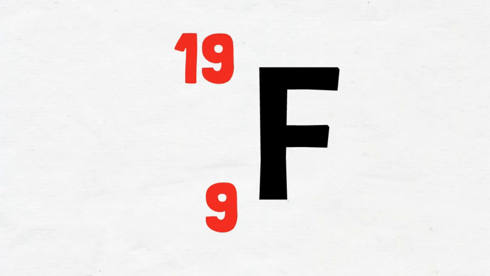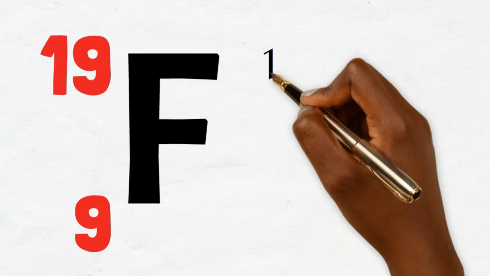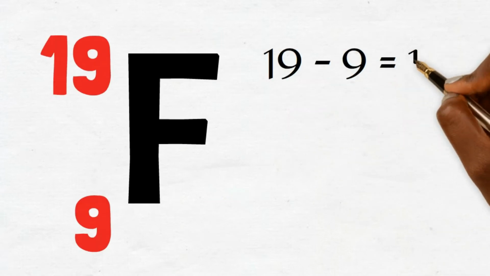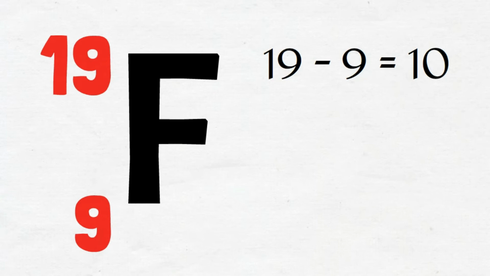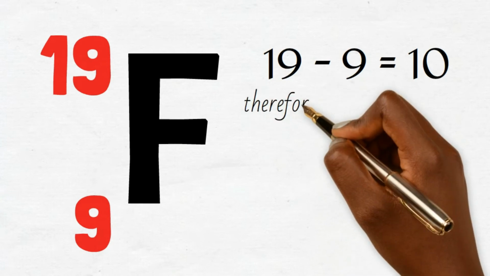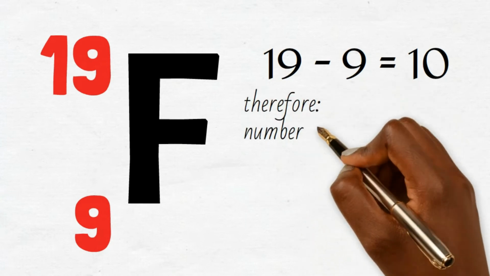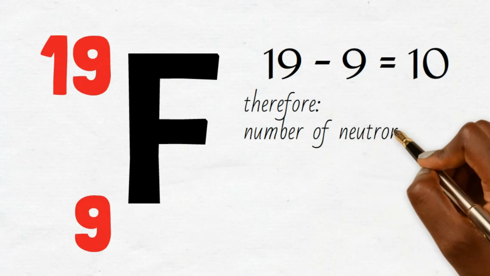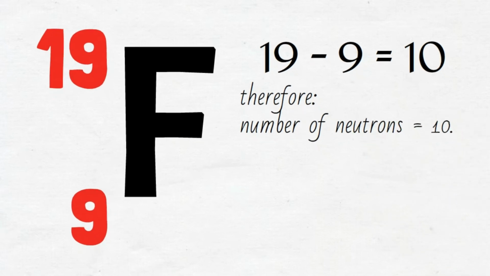So if 9 is at the bottom for protons, and 19 at the top, let us rearrange it and do some subtraction. 19 minus 9 gives us 10. So that's 10 neutrons. We already have 9 protons.